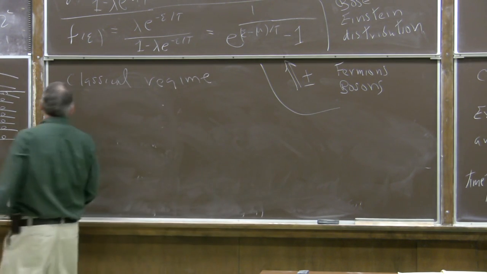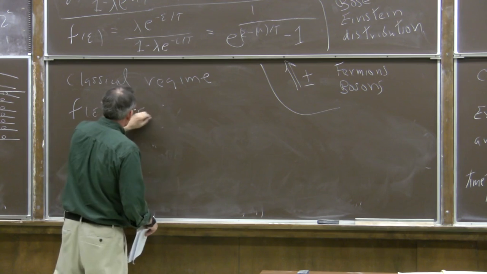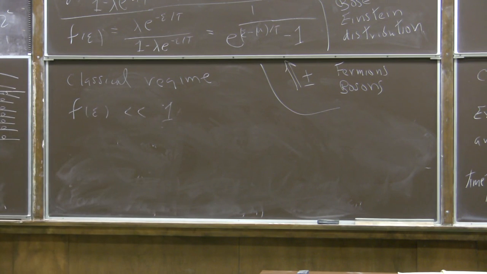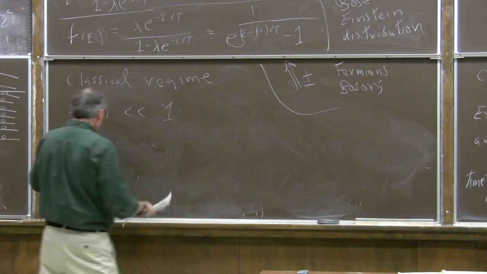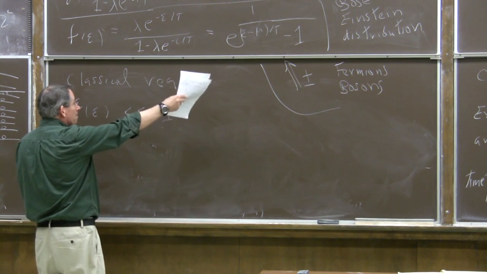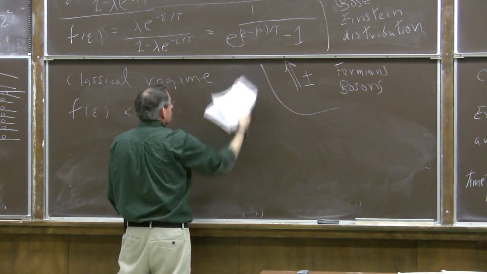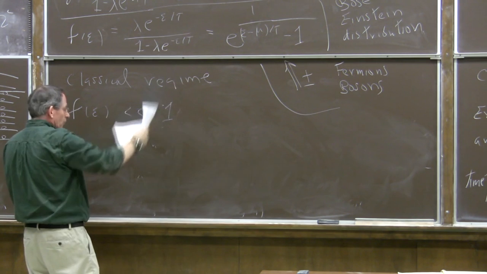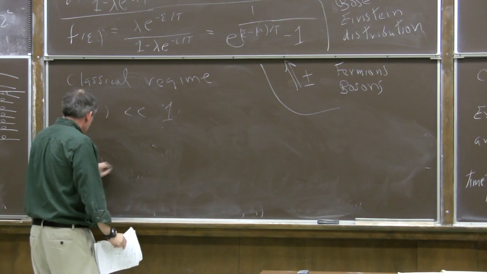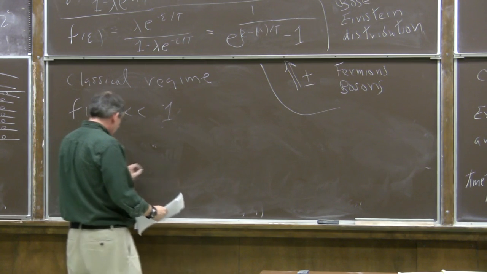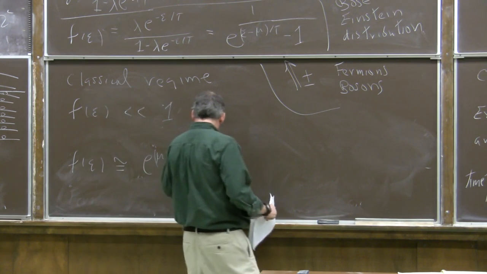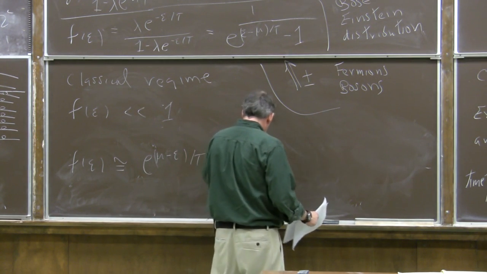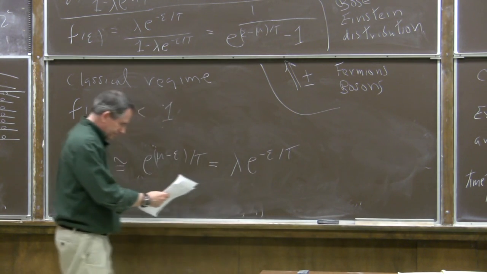And in the classical regime, where f of E is small, that's where the difference between fermions and bosons becomes invisible, because the two distribution functions look the same. The distribution function becomes dominated, like I said, by the exponential. Who cares about the plus or minus 1? So it becomes 1 over that exponential, or the distribution function can be approximated by e to the (mu minus E) over tau. Or if you want to write it in terms of the activity, it's the activity lambda times the Boltzmann factor e to the minus E over tau.